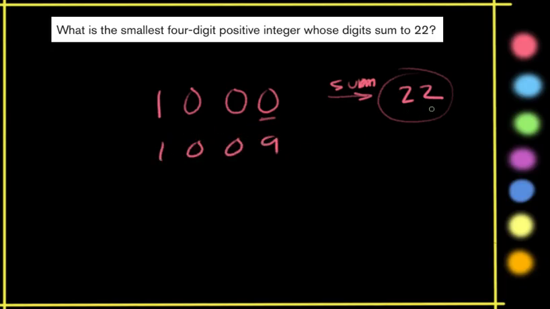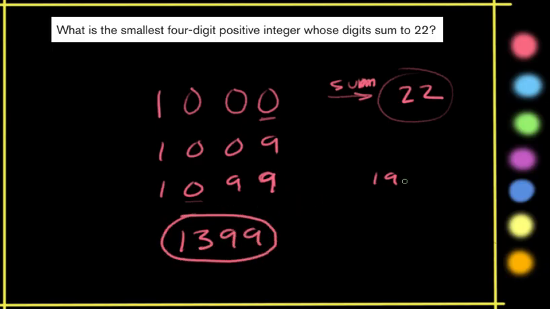But we've still got a long way to go to get to a sum of 22. So let's put another 9 in the tens place. All right. That gets us to here. Now our sum is 19. We still need to add 3 more. So we can add those 3 in the hundreds place. That gives us 1399, and that is the smallest one. So that's our answer.